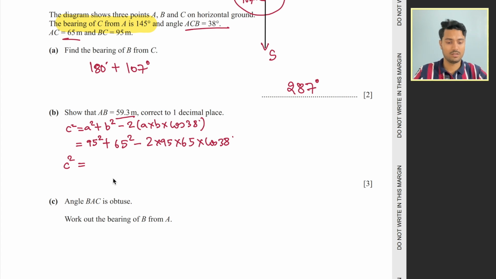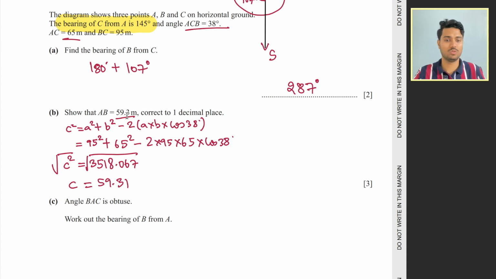So let's check. 95 square plus 65 square minus, inside the bracket, 2 into 95 into 65 into cos 38, bracket close, and the answer is 3518.067. Take under root both sides to get the value of C. So under root answer, and my answer is 59.31 exactly, 59.31.